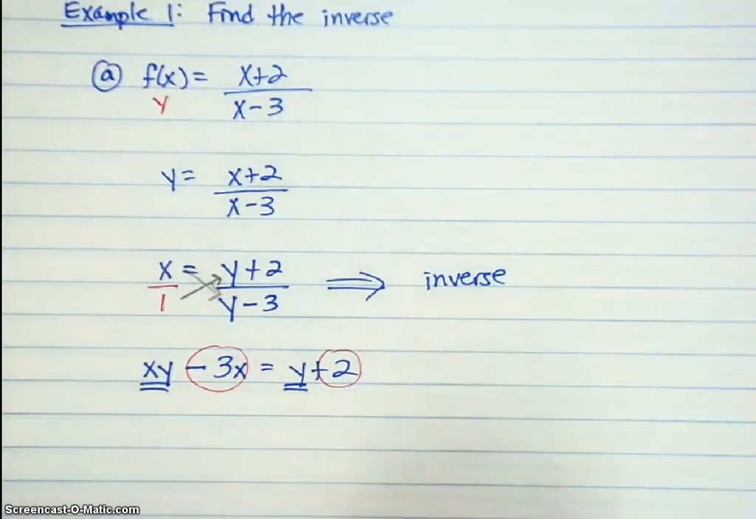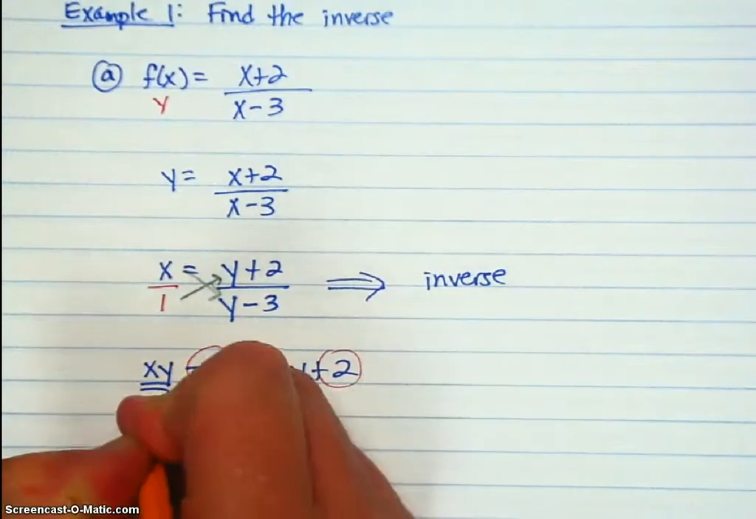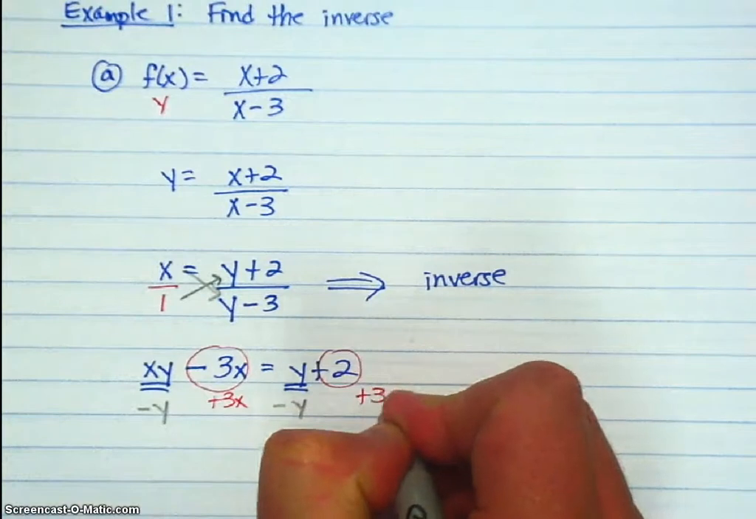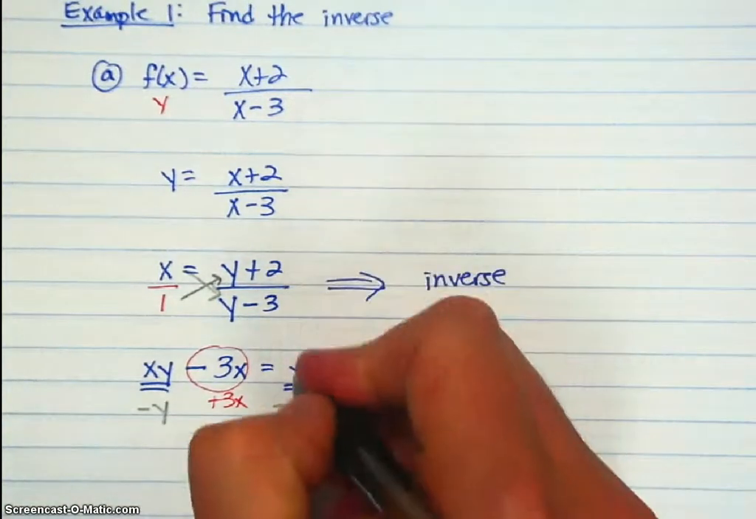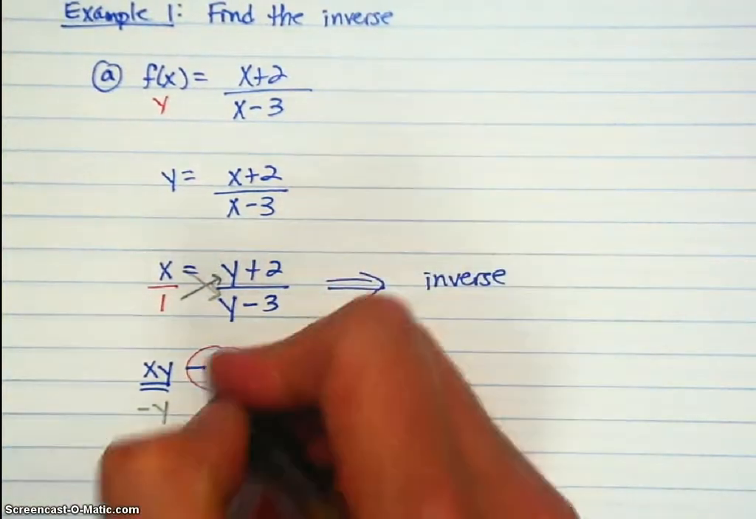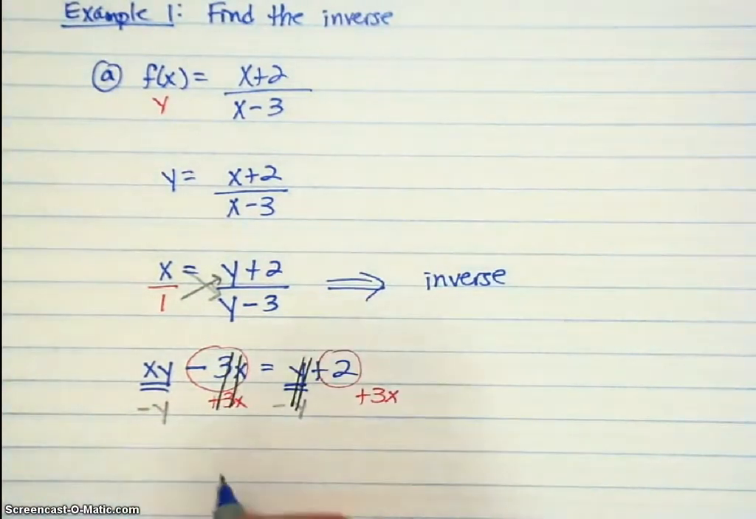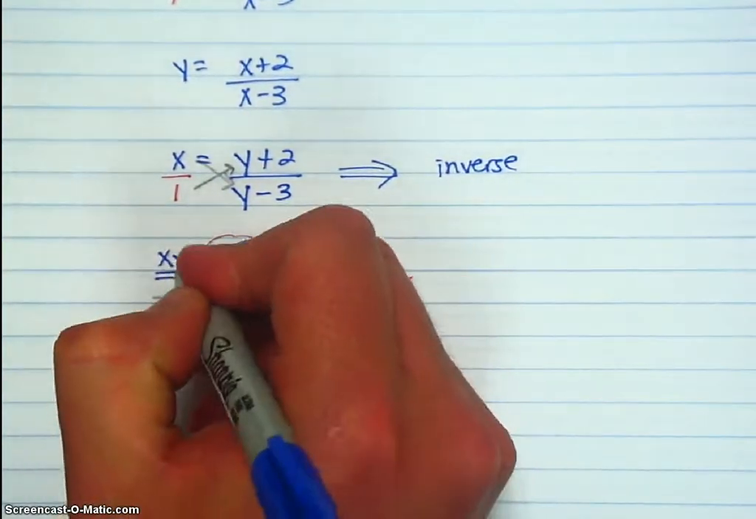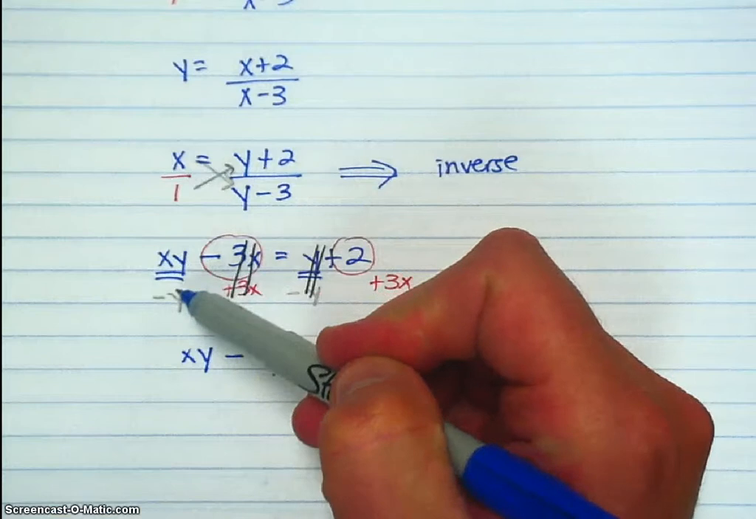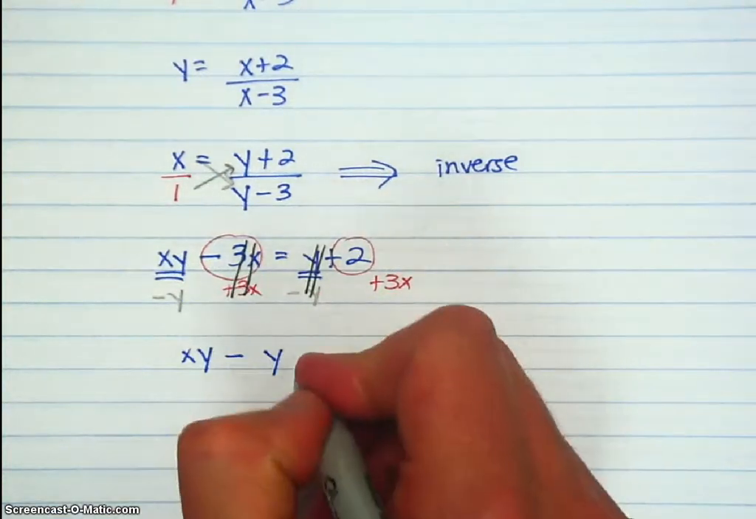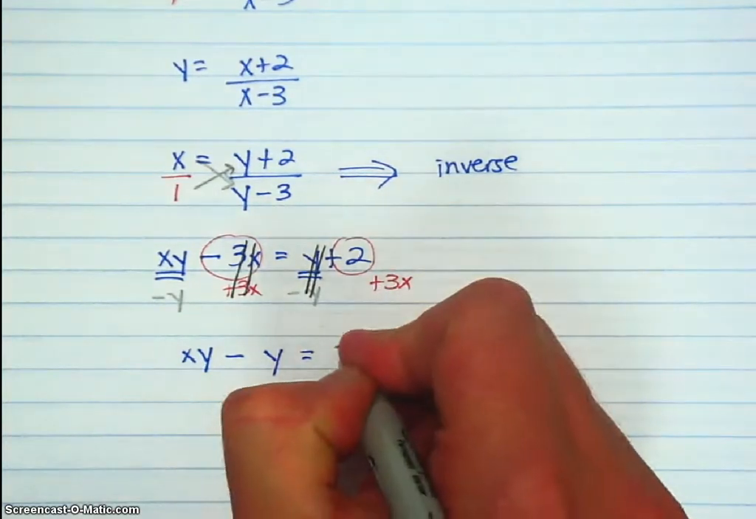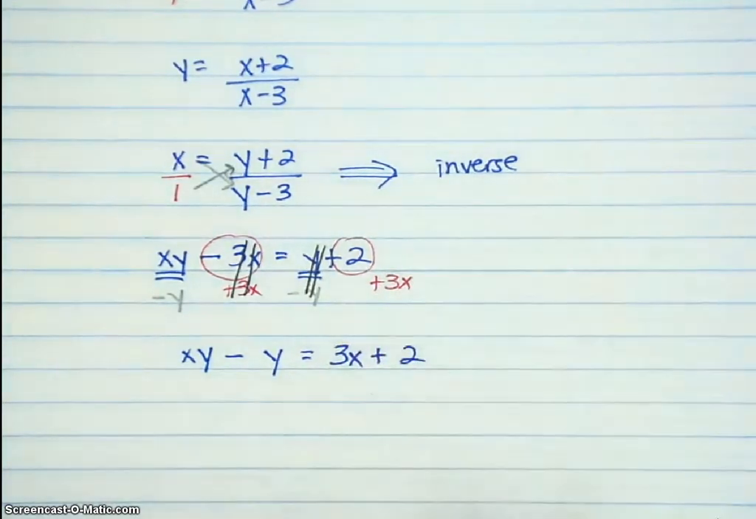So what I'm going to do in this problem is I'm going to subtract y over here, and I'm going to add 3x over here. So what happens is my y's cancel here, and my 3x's cancel there, and what I now have is this. xy, move that up a little bit, xy minus y, because I can't combine these. These right here are not like terms, so we cannot combine those. So we have xy minus y equals, and then over here I have a 2 and a 3x. Again, not like terms, so I cannot combine those. So I'm just going to write it down as 3x plus 2.